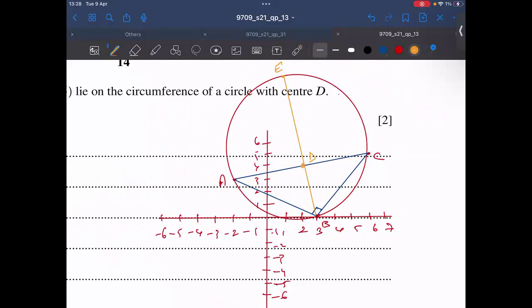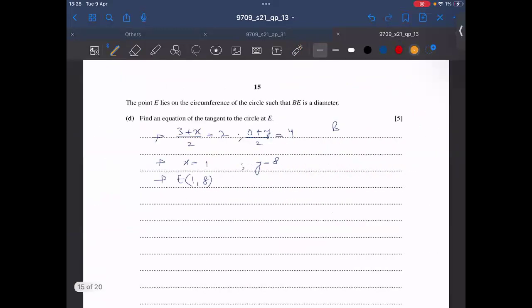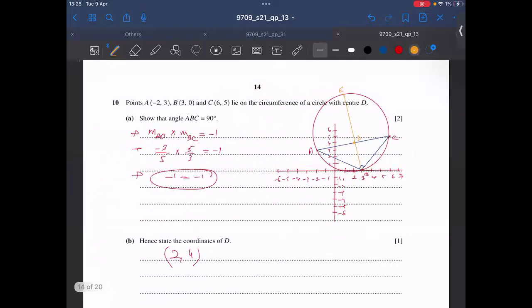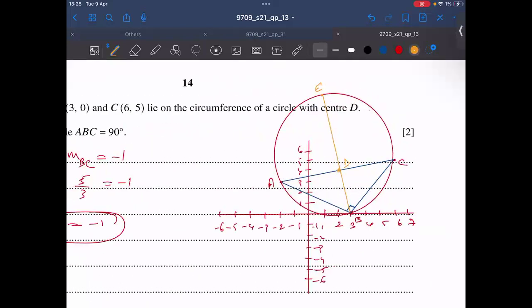Iman, what are you saying? Nothing, sir. Is it now clear how I have found out the coordinates of E? It's 1, 8. Yes, sir.